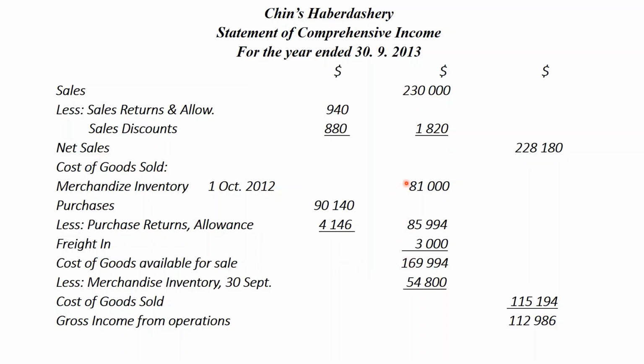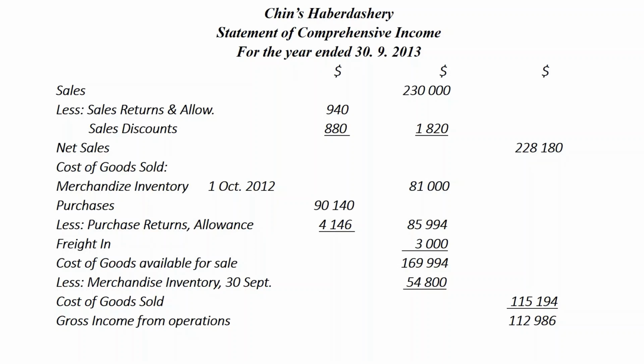Sometimes students forget about this one up here. They just add these two, so you be on your guard about that. And we will less merchandise inventory of 54.8 or minus the cost of goods sold 115,194. This minus this gives us 112,986. That is our gross income from operation or operating income.